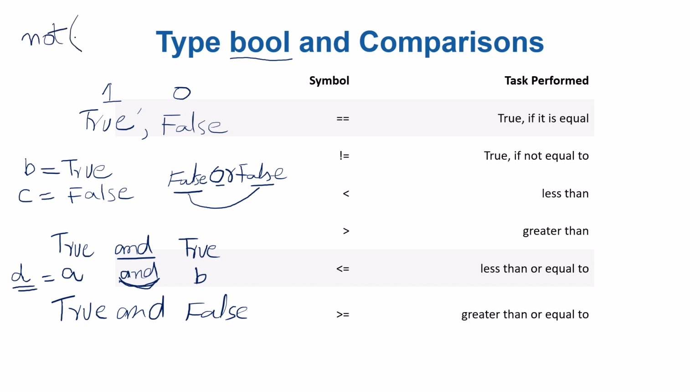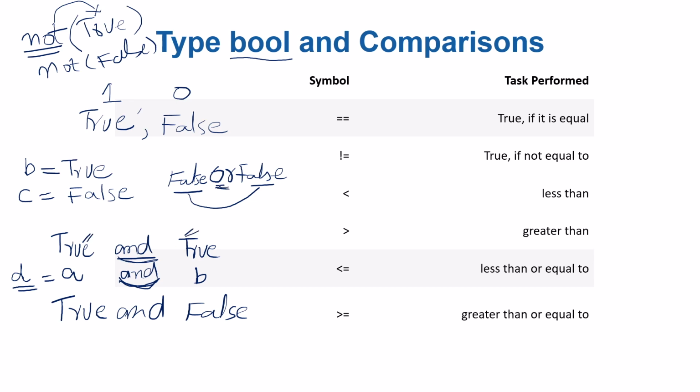So NOT, for example, returns not true results false, and not false returns true. Great. So NOT is a unary operator. Unary means it just takes one variable and operates on that. AND is a binary operator, like plus is a binary operator. It takes two variables to operate on.